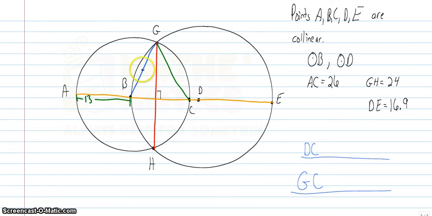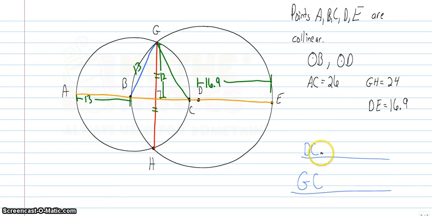Another radius that we have is this blue segment BG, so BG is also equal to 13, as well as BC. GH is equal to 24, and since I have this segment, which is a diameter, perpendicular to that red chord, it also means it's bisecting that chord, and since the entire length of GH is 24, that means that this part of the segment is going to be equal to 12. Lastly, DE is equal to 16.9. That means that the radius of this circle on the right is equal to 16.9. I'm asked to find the length of segment DC.